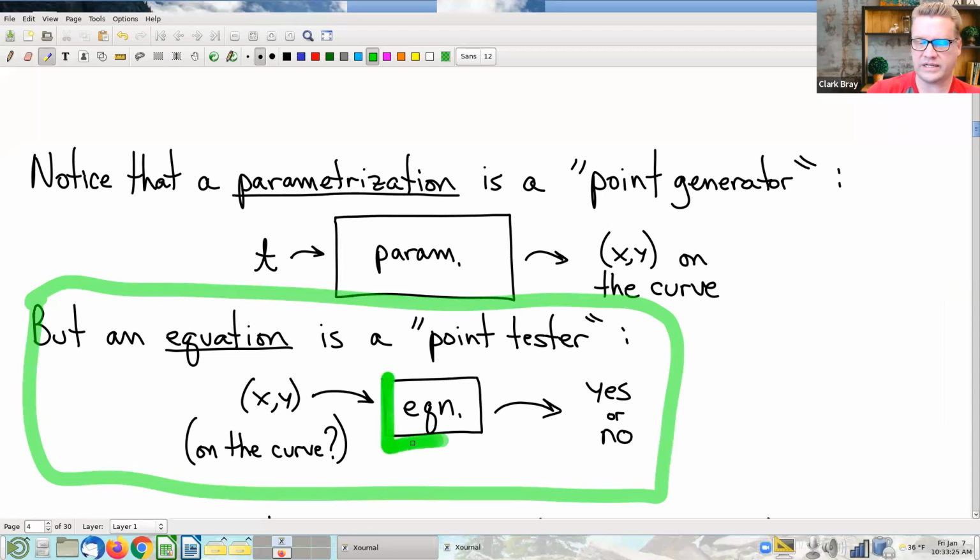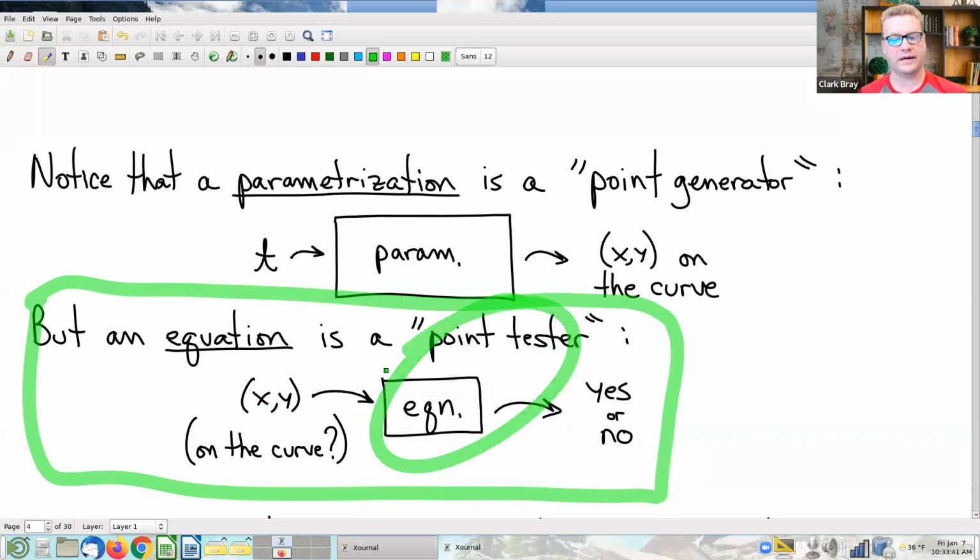You know, the way an equation works, an equation is a point tester. You take some point that you want to know if it's on your curve, you plug it into the equation. If the equation works, then it's on your curve. If it doesn't work, then it's not on your curve. So literally an equation is a point tester. I think that's, from a stand back point of view, a good way to think about what an equation is.